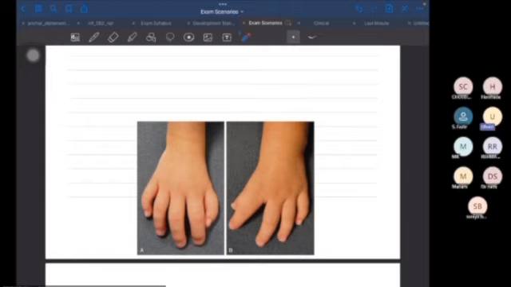And then depending on the results of echocardiography, I would also like to involve geneticists.